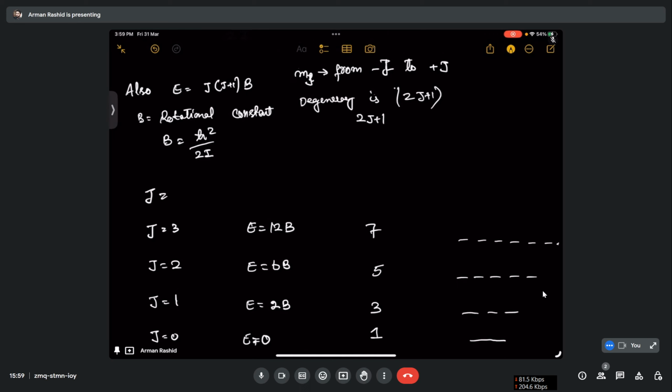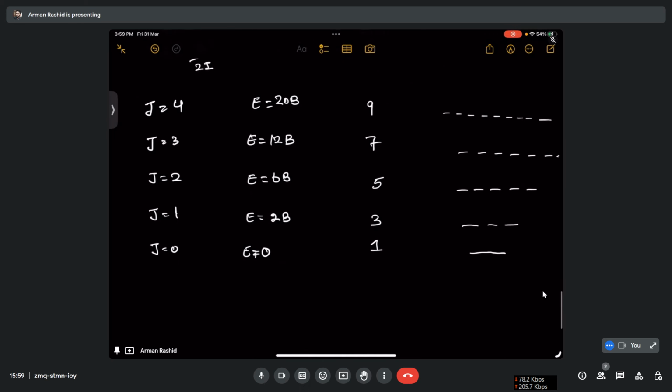Similarly, we can write J is equal to 4, the energy will be 20B, and the degeneracy will be 9. Okay, so now we have these energy states.